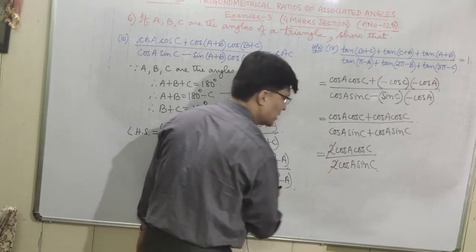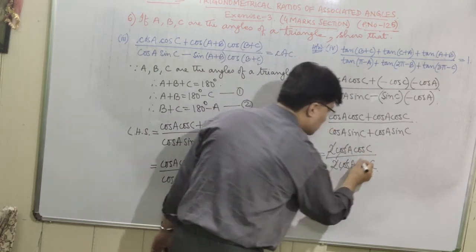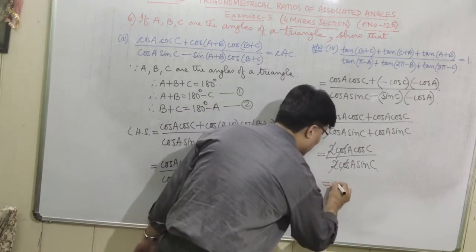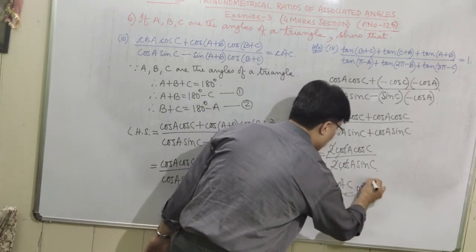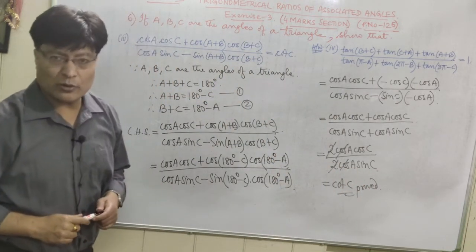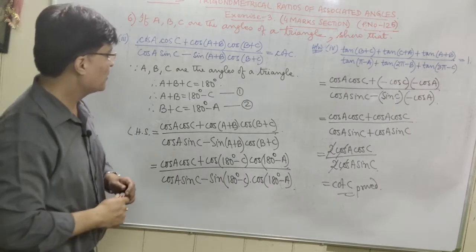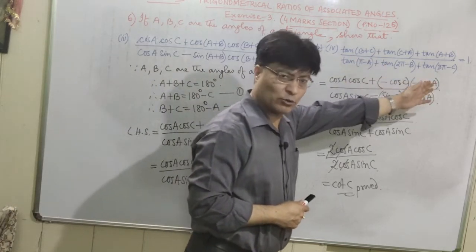So here also the 2 gets cancelled, cos A gets cancelled. What is cos C by sin C by formula? It is cot C. So it is done, proved. So which is equal to, that is your right hand side, which is equal to cot C. Okay. So this question number 4 will be homework. You can do it at home.